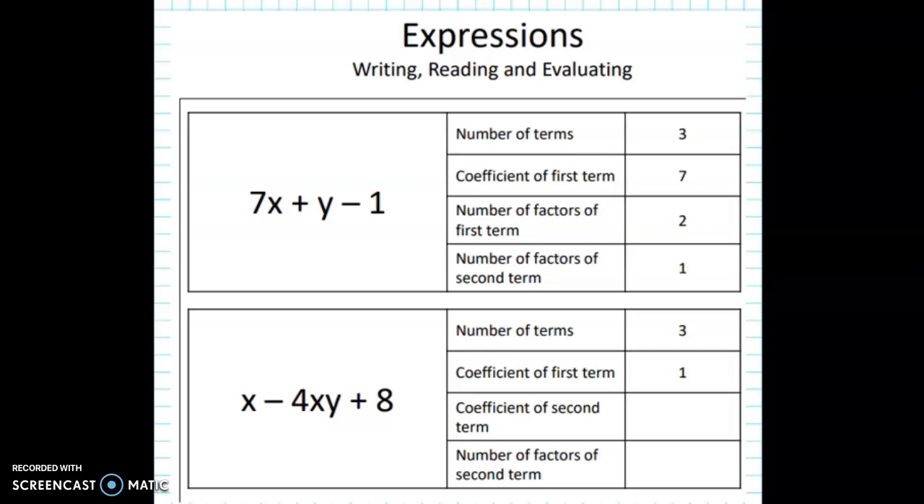Coefficient of the second term. The coefficient of the second term is -4. Number of factors in the second term. There are 3 factors in the second term.